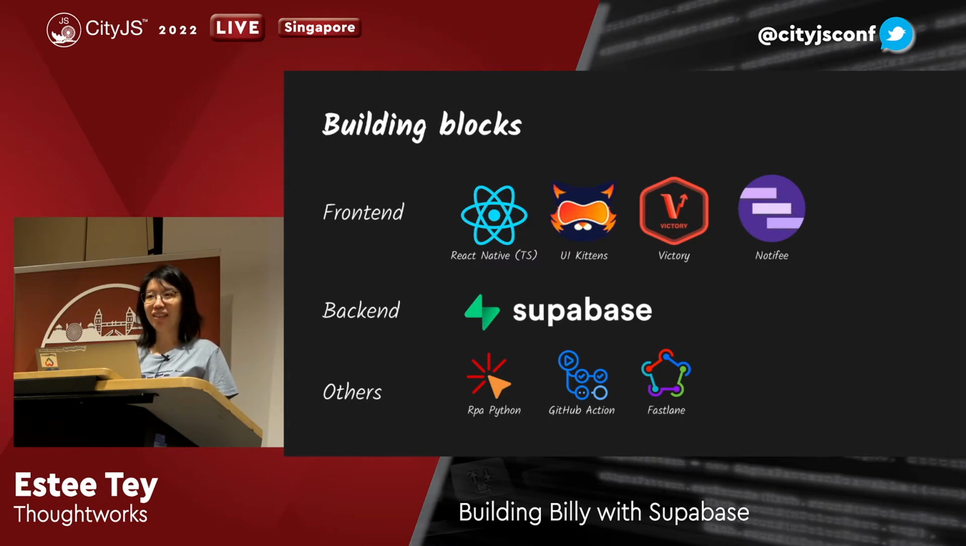So RPA Python, robotic process automation, is a package. I use it for scripting data from the POSB website, don't tell them. And then GitHub Actions is something I use to generate database type definitions for my project. Yeah, for those who are familiar with TypeScript. Fastlane is just a library to help you automate your deployments to Google Play.